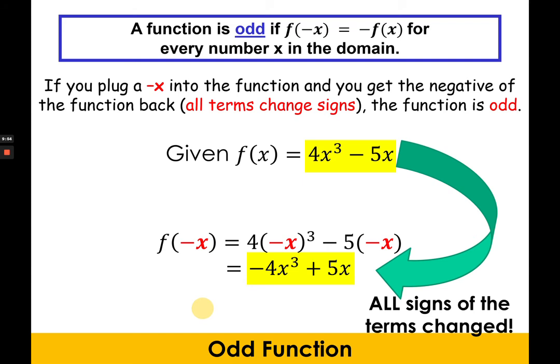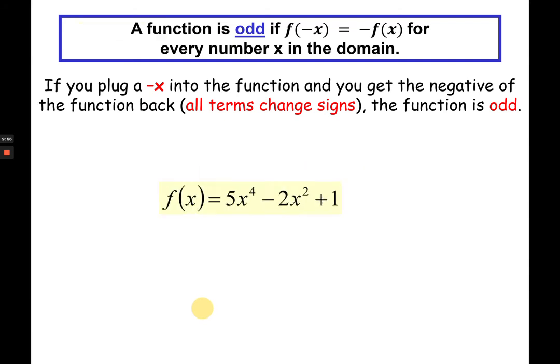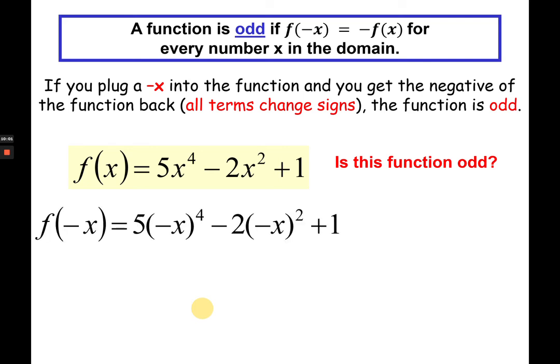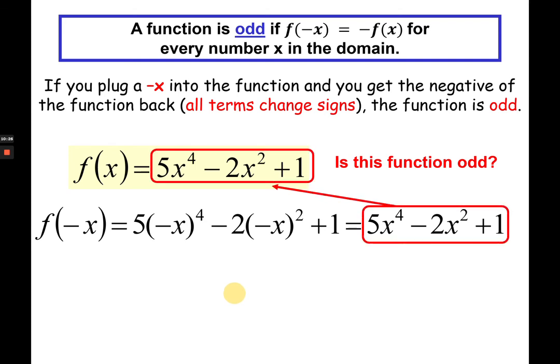Let's have another example. Is this function odd? If we substitute negative x, to the power of 4 actually does not change sign. Negative x to the power of 2 actually does not change sign, so negative 2 stays negative, 1 stays positive, 5 stays, so nothing has changed. The function is actually not odd, it's actually uneven. So the answer is no.